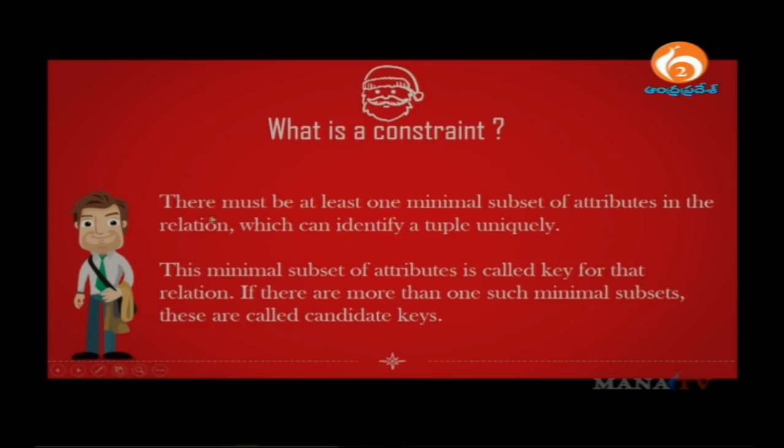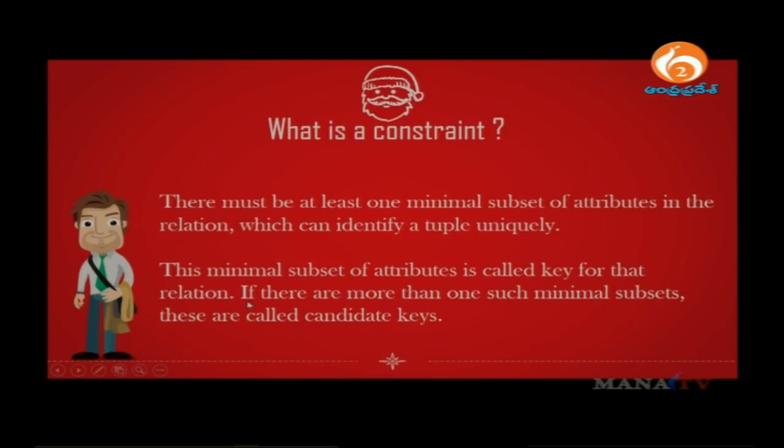The minimal subset of attributes is called a key for the relation. Yes, please remember that point. You will get this point, right? The minimal subset of attributes is called a key for the relation. And if there is more than one such minimal subset, those are called candidate keys. Yes, a very important point you need to remember.